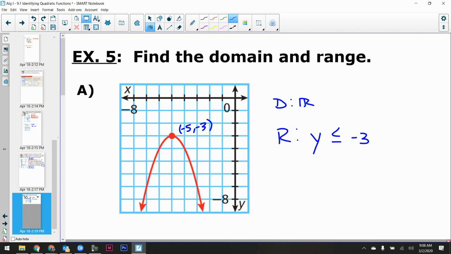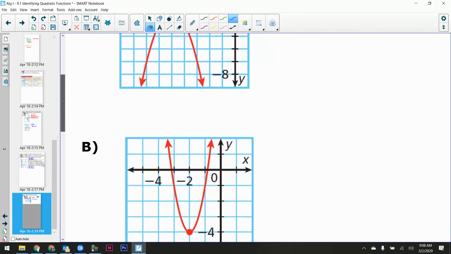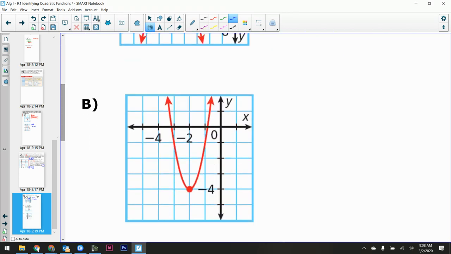Why is this now less than or equal to instead of greater than or equal to? Because it's pointing downward instead of pointing upward. It all depends on whether a is positive or negative. What's the domain here? All real numbers. Okay, what's the range of this? Yeah, y is greater than or equal to 1. Good.